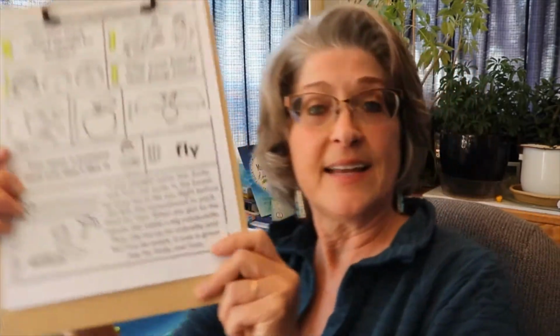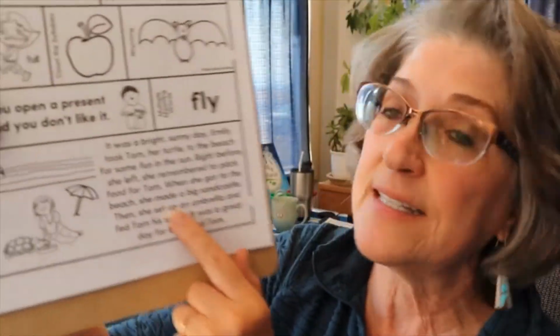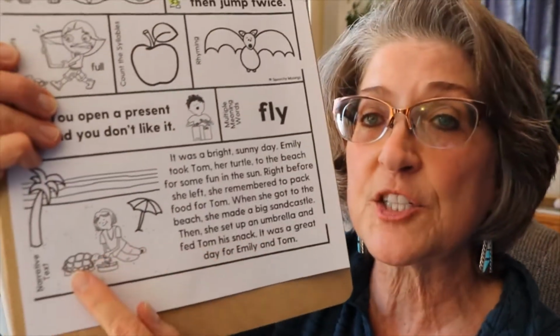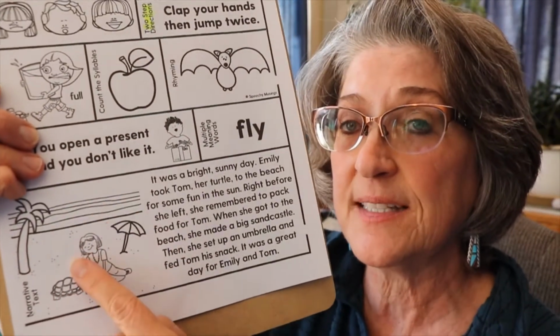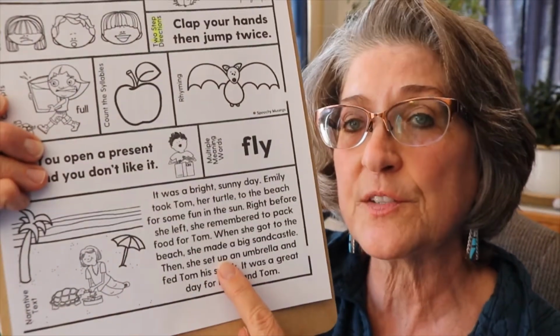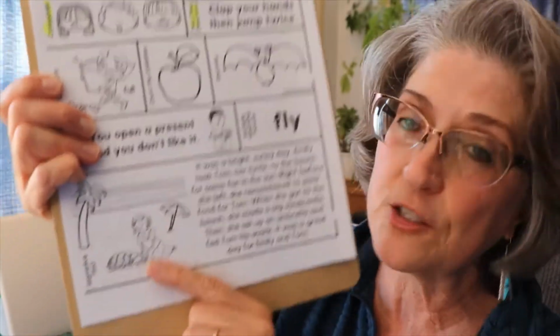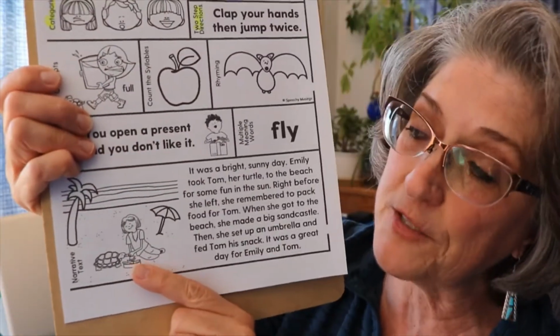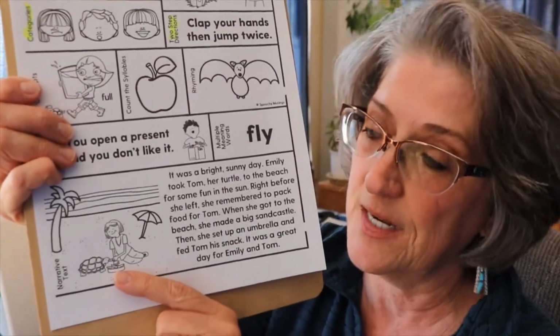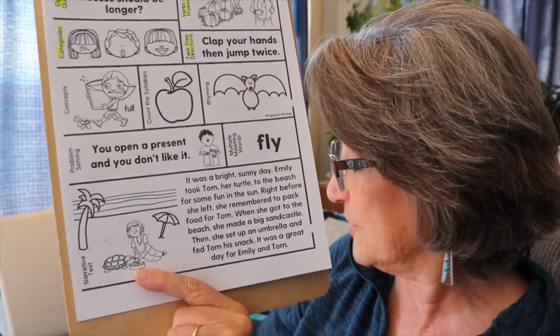And at the end, the last box is a short story. Notice that each story has an illustration and then the short story. So you can start by having your child look with you at the picture. Maybe your child would want to color the picture, and then you could talk about the picture.